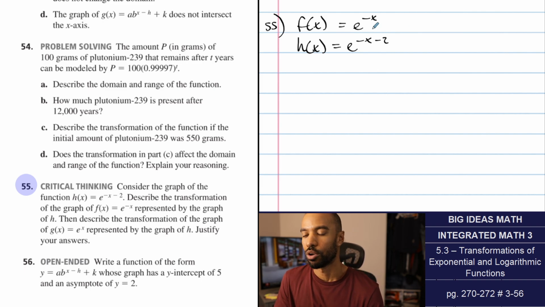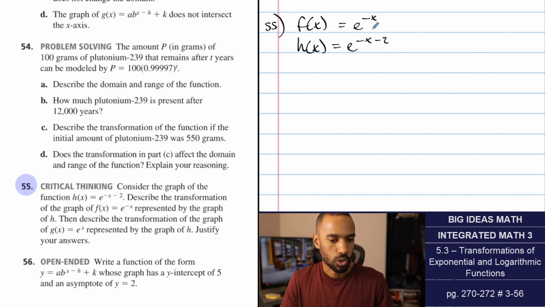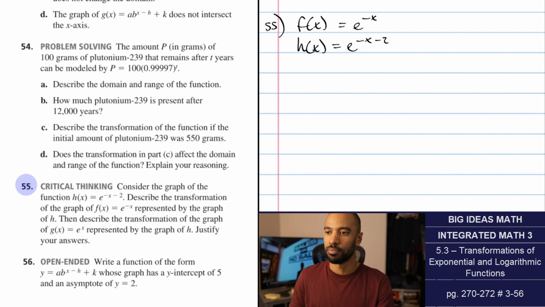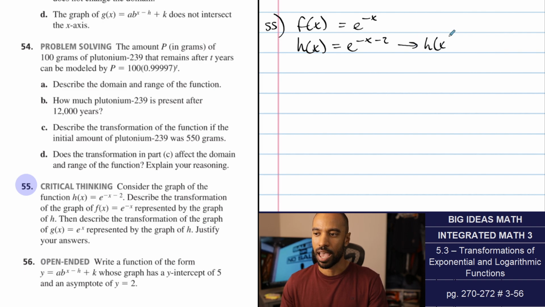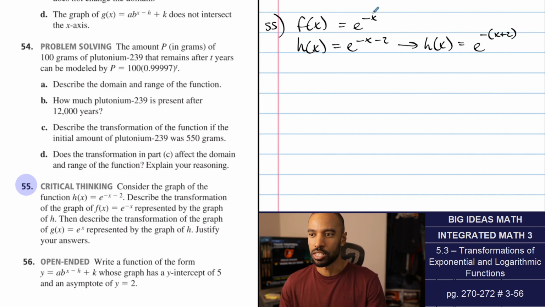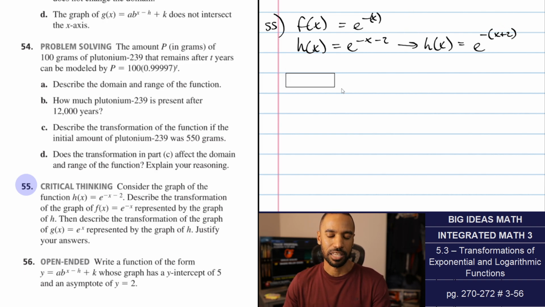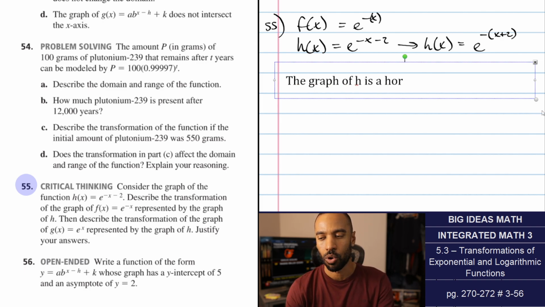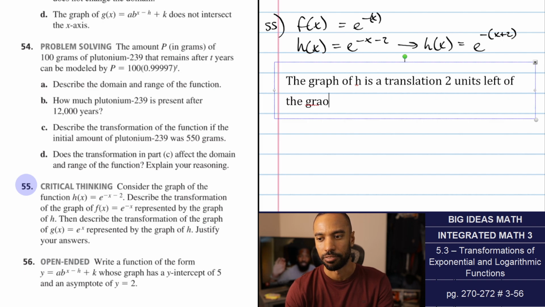Okay, so if we're going from f to h, sorry about me thinking about that. Yeah, I think that's what we're doing. So the graph of h. Oh, hold on. If I want to do this properly, I want to turn h of x into e to the negative, and this is x plus 2, because this is negative x to begin with, and there's a plus 2 there. We're going 2 to the left, not 2 to the right. And maybe that's the trick. Maybe that's all they wanted to say. Okay, the graph of h. Sorry about that long-winded thing. H is a horizontal translation, or is a translation 2 units left, not right, of the graph of f.